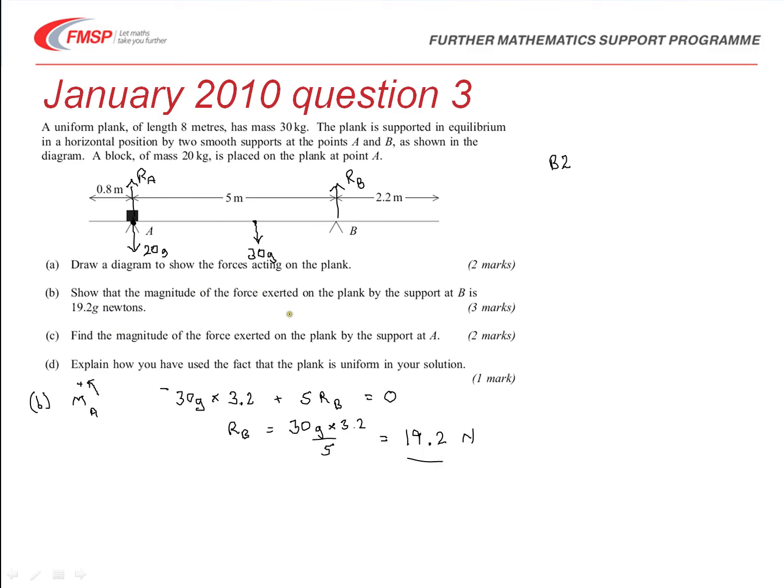3 marks for this. For taking moments about an appropriate point would give you 1 mark. For having 3.2 as that distance of the centre of mass away from A will give us a mark, and then rearranging and obtaining the correct result will give us our 3rd mark.